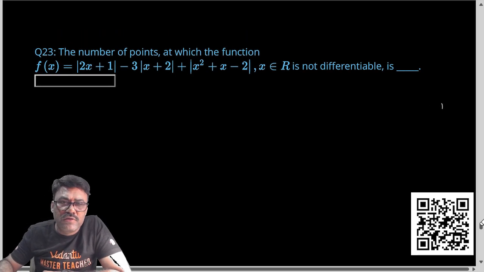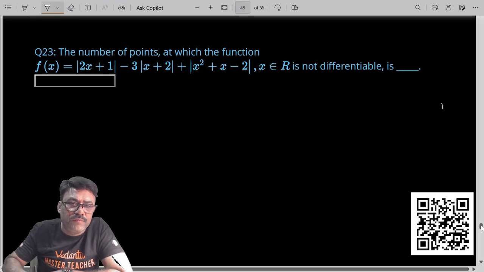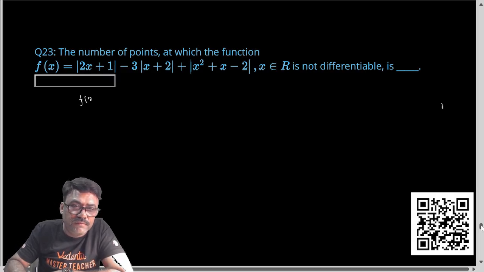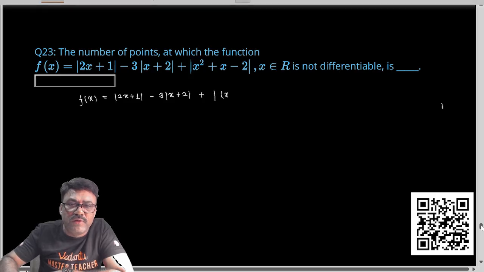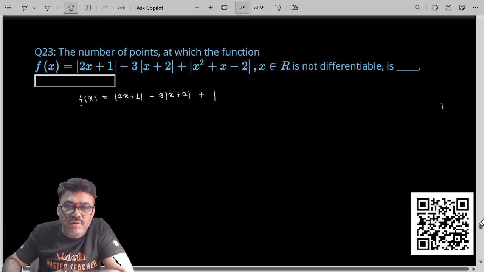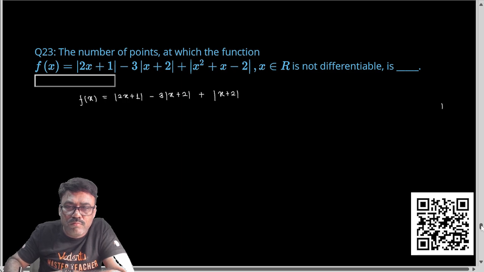So let's try to write this function in this form. So I can write f(x) as mod 2x plus 1. Obviously, it is not differentiable at minus half. Then mod 3x plus 2, obviously, it is not differentiable at minus 2. And this one I can factorize as x plus 2, x minus 1. So it is mod x plus 2, mod x minus 1.